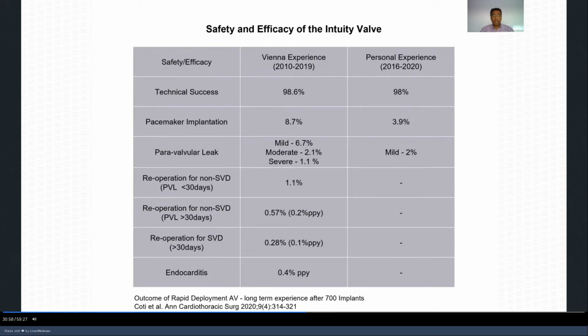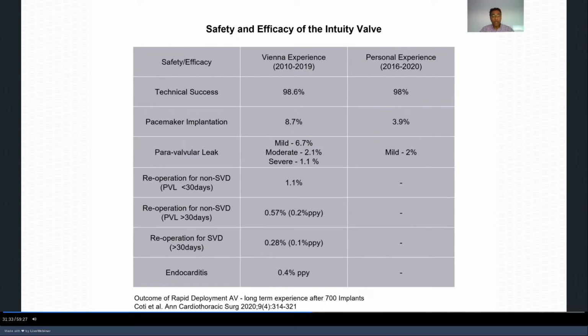the Vienna group was the largest series to date that I could find, over 700 implants over close to a 10-year period. And what was very, very interesting was the technical success was close to 99%. They had about an 8 to 9% pacemaker rate, and they had about 1.1% severe paravalvular leak. The take-home message here was that the reoperation for non-SVD, basically for paravalvular leaks, less than 30 days, was 1.1%. It was basically the same group of patients who had severe PVL who underwent surgery.